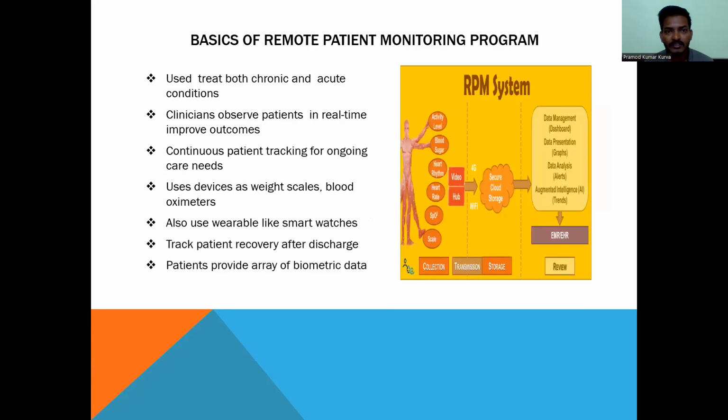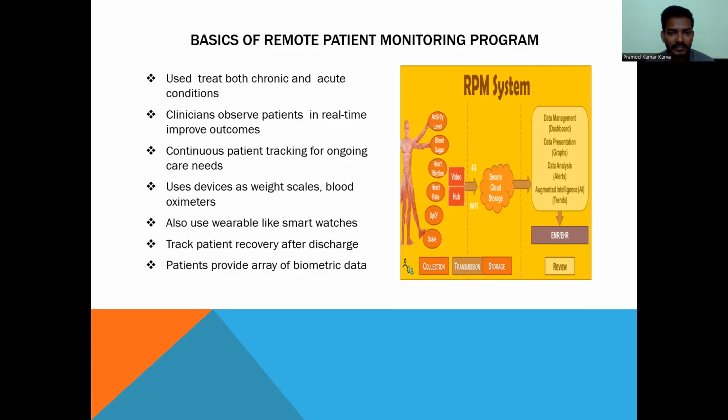And when coming to the basics of a remote patient monitoring program, the RPM system is the main system that has an effect in the healthcare department. The basics: it is used to treat both chronic and acute conditions. Clinicians observe patients in real time to improve outcomes. Continuous patient tracking for ongoing care needs.